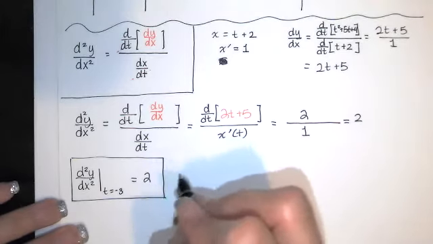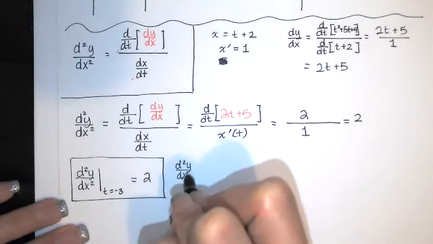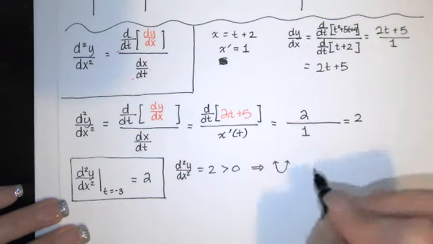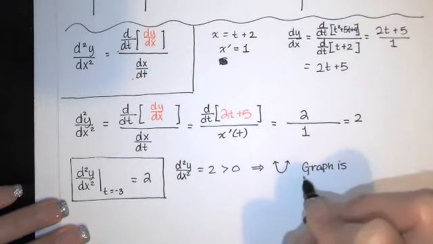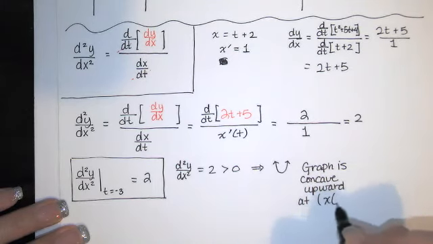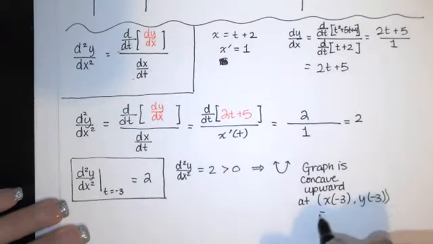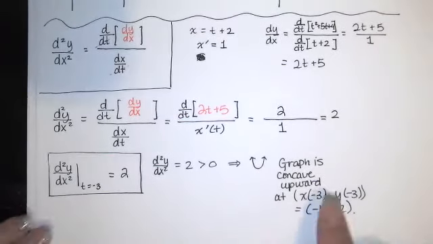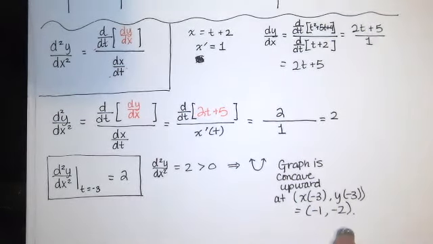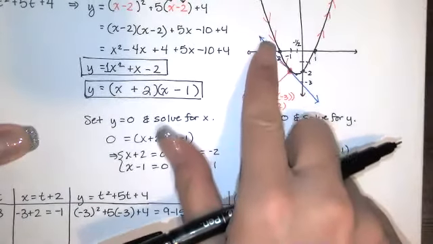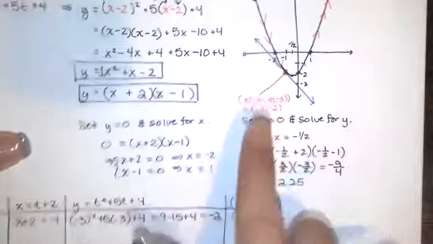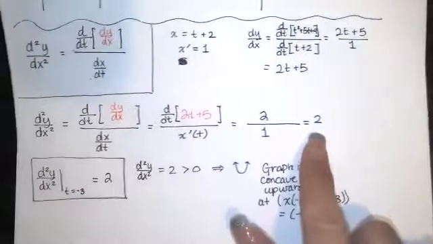And then they ask you about the concavity of the graph. Well, remember what the second derivative tells us. Since that's 2, that's positive. That means the graph is concave upward at the point x of -3, y of -3. So the graph is concave upward when t equals -3, which corresponds to a particular location in the xy plane, -1, -2, which is exactly what I see here. I see a graph that is concave upward and decreasing. The slope is -1 at that point, but the graph is concave upward. And look at it, it's concave upward all the time because that derivative is 2 all the time.